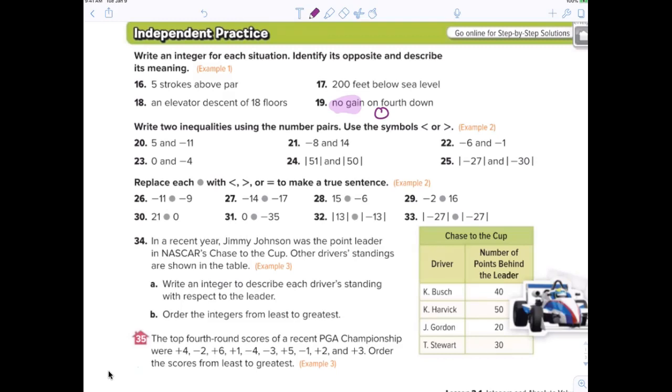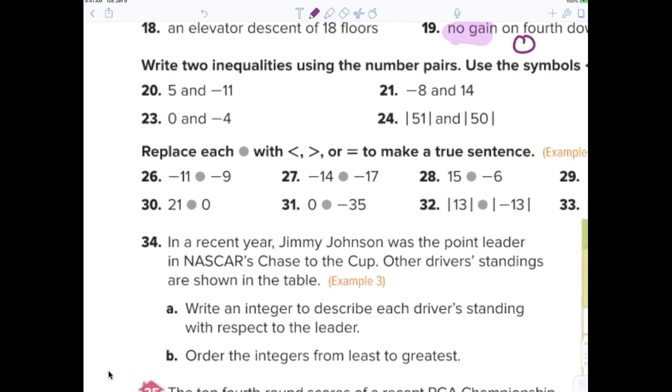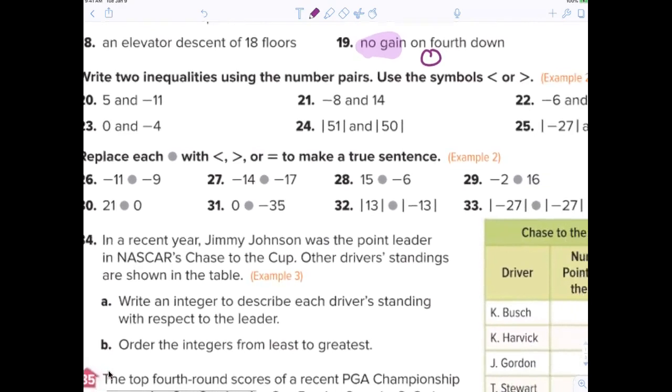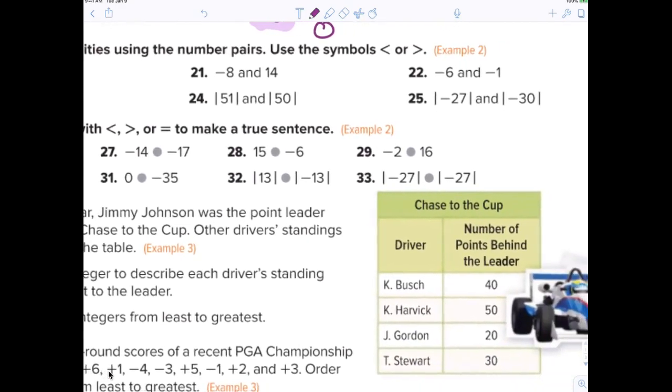Ready? So you have to write 2 inequalities. Read it to me. 5 is greater than negative 11, or negative 11 is less than 5. You're awesome. See, very easy, guys. I told you, easy day. Go. 42 is greater than negative 8, or negative 8 is less than 42. Beautiful. That was number 21.